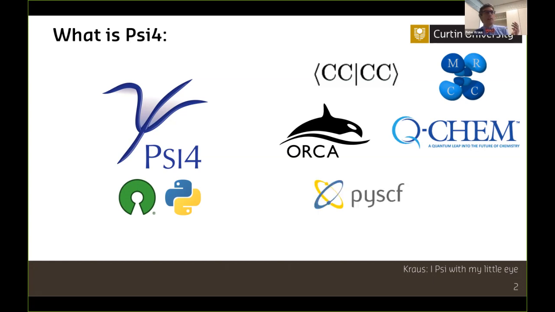Also, if you are after another code which can be driven using Python, then PySCF is another alternative, with the added benefit that it can also do plane wave calculations, not only Gaussian atomic orbital calculations. And there are cases where you might want to use Gaussian as well. So why do I use Psi4?